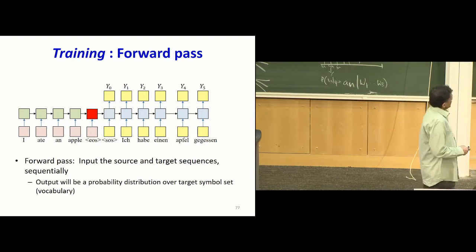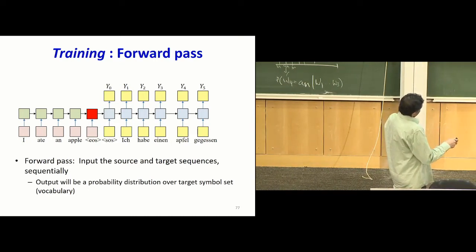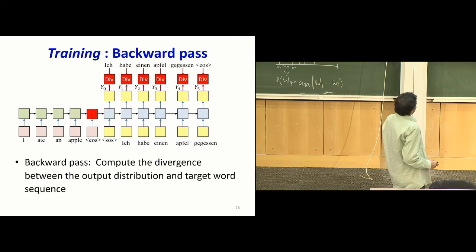You'd have a forward pass. In the forward pass, you'd input the source and target sequences. The output is going to be a probability distribution at each time over the target symbol set. The actual target at each time is going to be the next word in the target sequence. So when the input here is the start of sequence symbol, you want the output to be "Ich". So this guy is going to be the target output here.